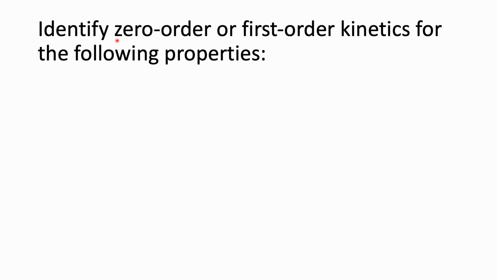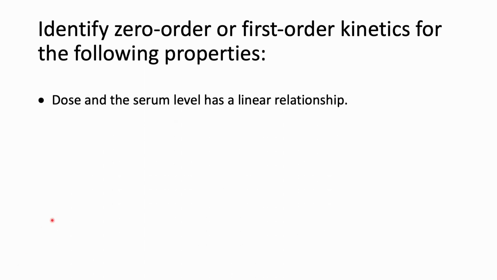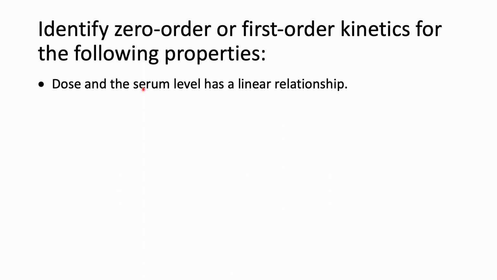Question: identify zero order or first order kinetics for the following properties. Dose and serum level has a linear relationship. For this scenario, when the dose changes, the serum level will change proportionally. For example, if you double the dose, you will have double the serum level. This scenario happens with first order kinetics.